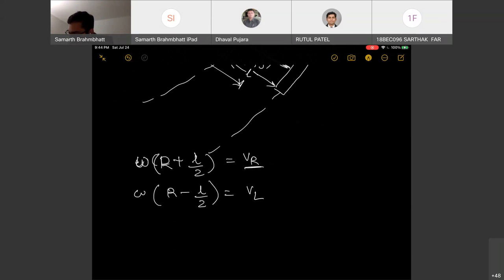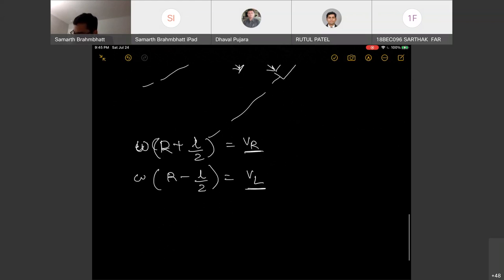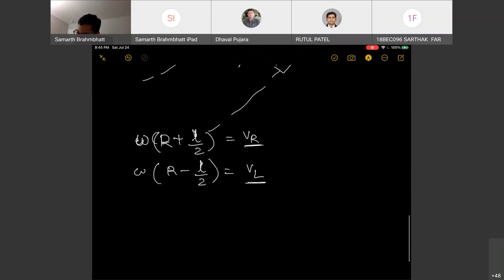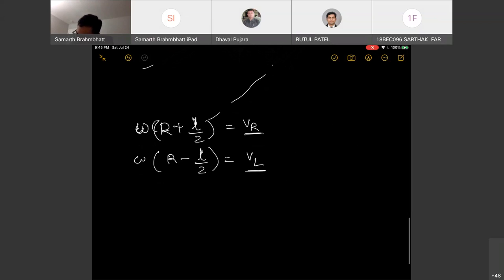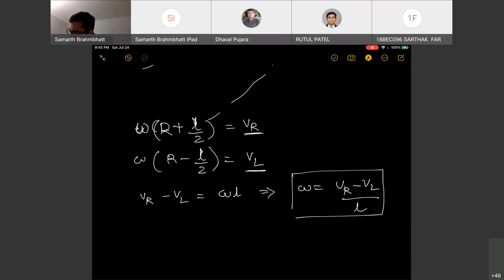So we have two equations and we know the wheel velocities, but we don't know all the other things. And we know the width of the robot as well. We know L by measurement. So we can solve these equations. So let's say we do VR minus VL. So that becomes omega R gets canceled and it becomes omega L. So that means my omega is equal to VR minus VL divided by the width of the robot, L. I got the equation for omega.